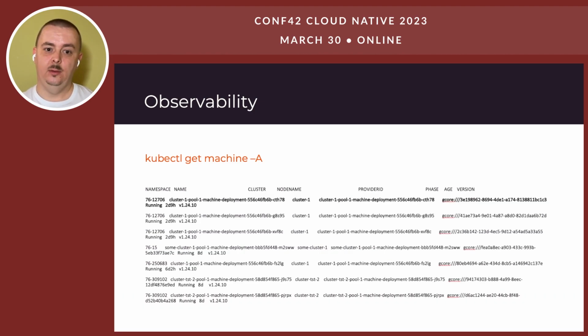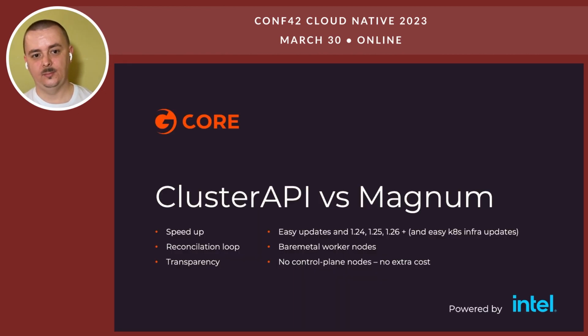And we can get a machine. So kubectl get machine -A will bring us all the virtual machines or bare metal machines which are controlled by Cluster API inside this cluster, and we can even see the OpenStack ID of these virtual machines and how long they have existed and the Kubernetes version on them. So it's really great. And that's it.